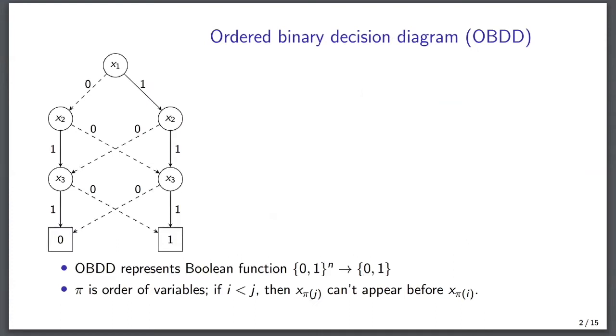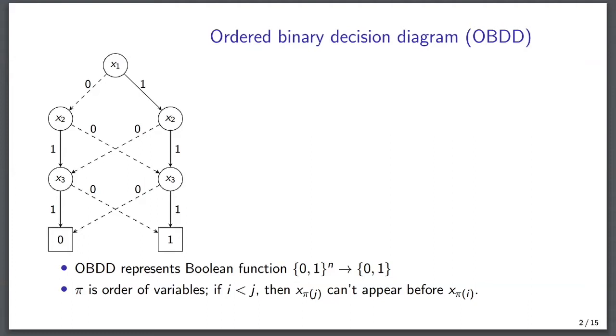My talk is about ordered binary decision diagrams. What are ordered binary decision diagrams? This is a way of representing a Boolean function. A Boolean function is represented by a graph, a directed acyclic graph with one source node and two sink nodes. One sink node is labeled with 0 and one with 1. Every other node of this graph is labeled by a variable, and it has two outgoing edges. One is labeled by 0 and one is labeled by 1.